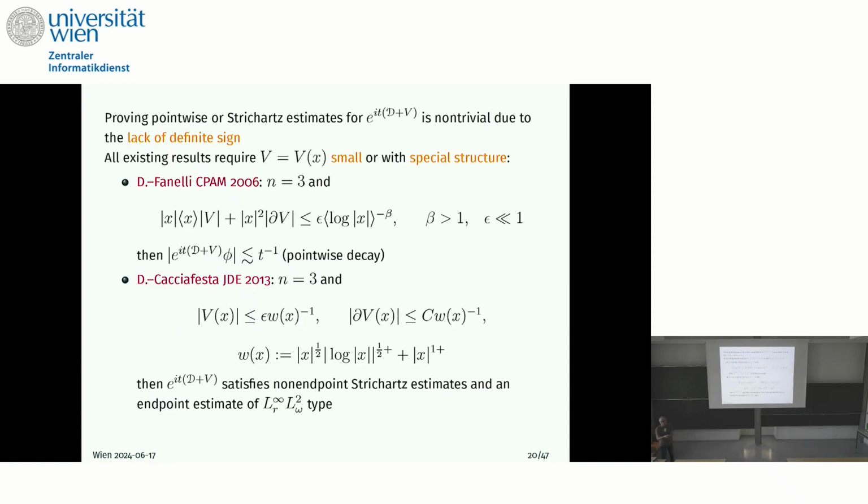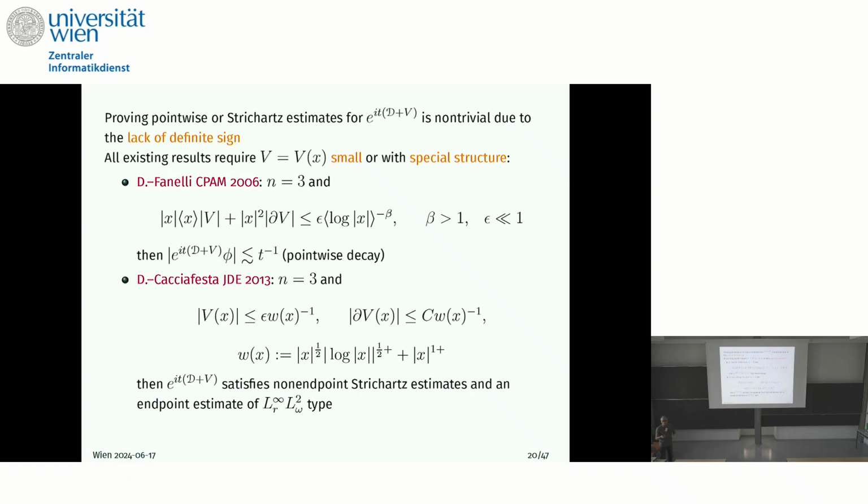But let me tell you that the situation, the knowledge about dispersive properties of the Dirac equation with potential is a mess. This is partially true also for Schrödinger, but there are many more results, of course. It's a much older problem. But it's really not clear, the situation.